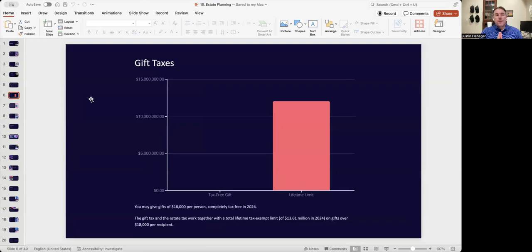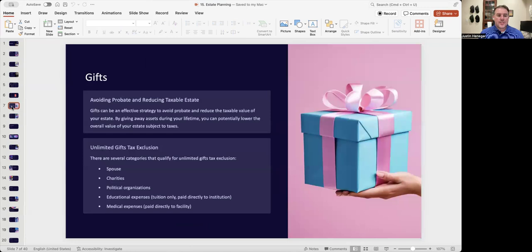So that exemption amount is actually combining both your estate and your gift taxes. You don't actually get an estate exemption and a gift tax exemption. It all falls under this total lifetime tax exempt limit. Again, let's not get into too much detail.